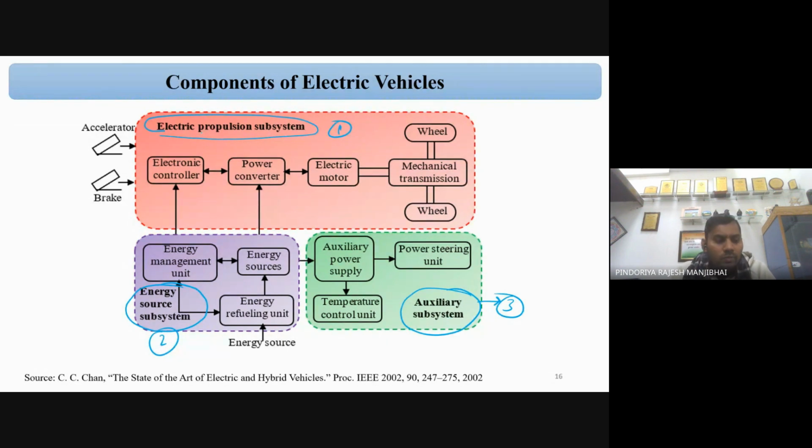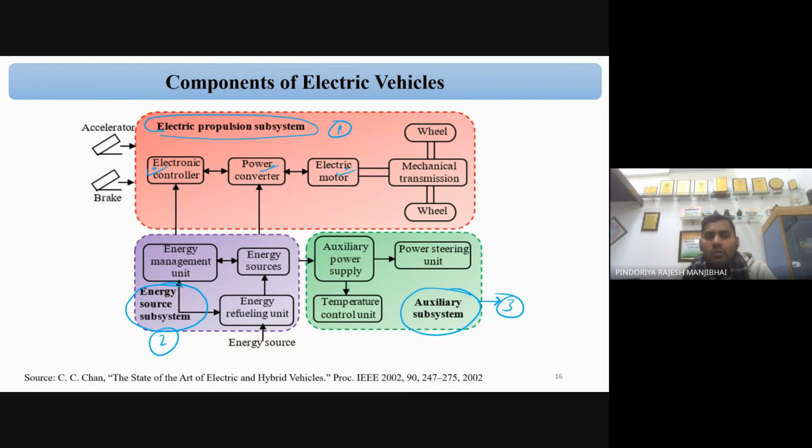Okay. So one by one we can discuss. That is the electric propulsion subsystem. There is a power electronics controller, power electronics converter, electric motor, and mechanical transmission. That mechanical transmission system connects to the wheel, because we have to transfer the mechanical power to the wheel. So this is under the electric propulsion subsystem.